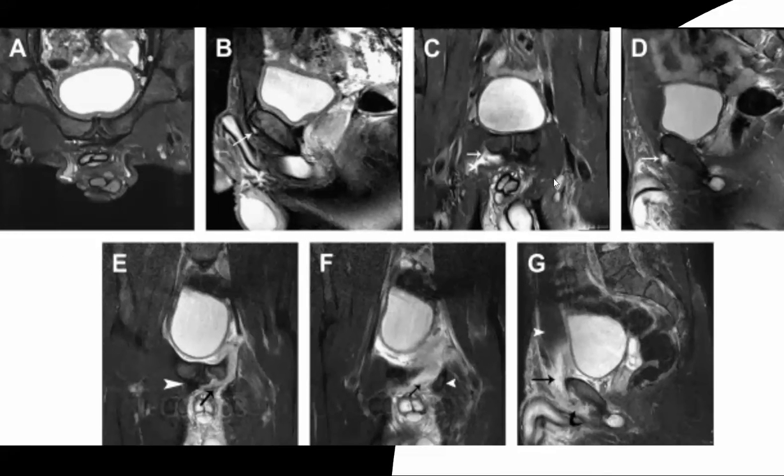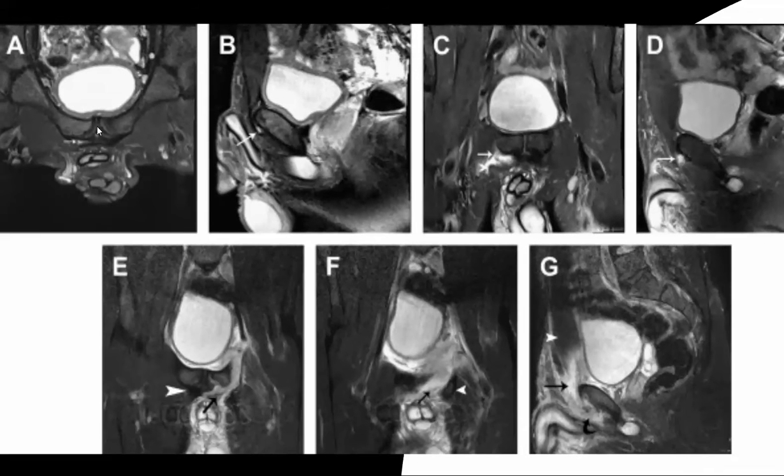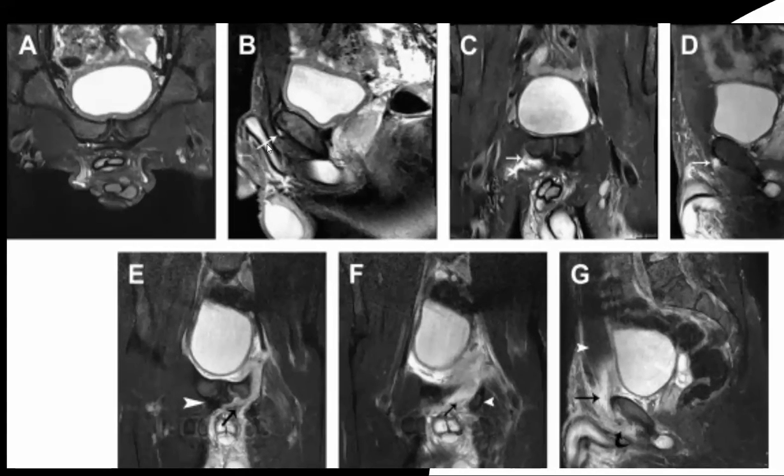So these are a sequence of MRIs. These are all fluid sensitive sequences, and this is the bladder. You haven't seen this before on the previous imaging, because we're looking now at the pubic symphysis, the superior pubic rami. Here's the bladder. This is coronal. This is a normal looking pubic symphysis.